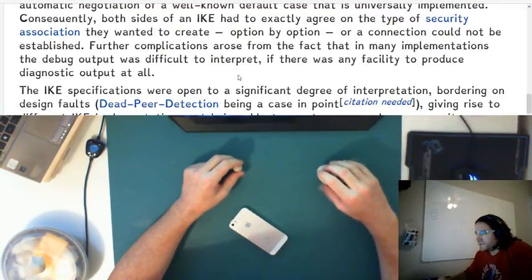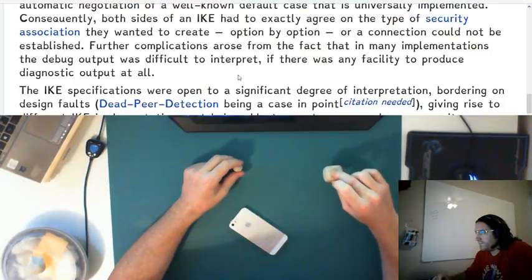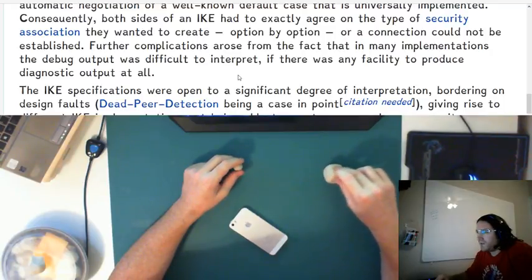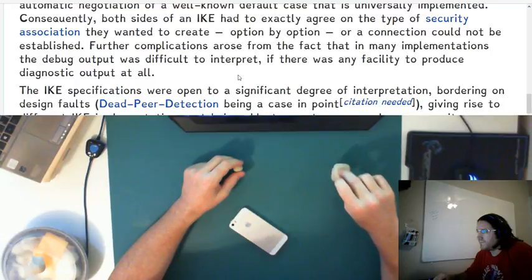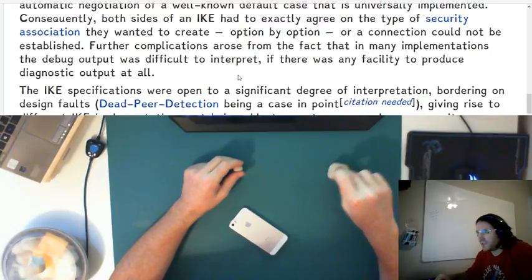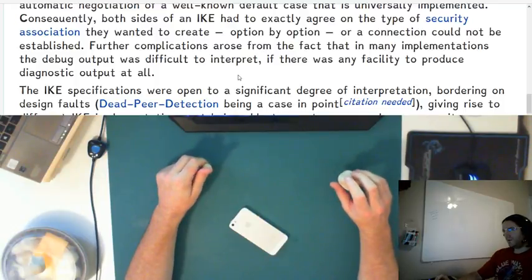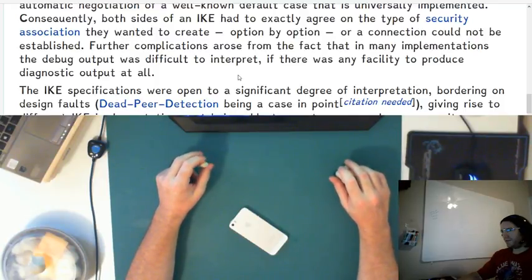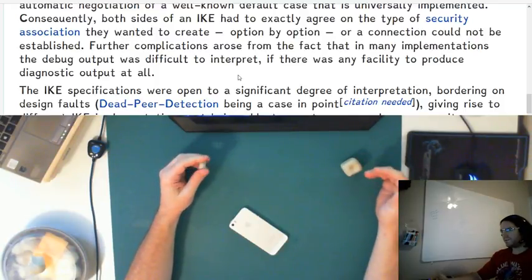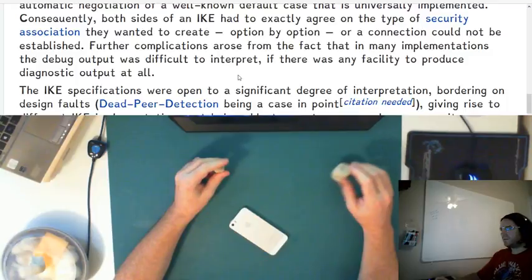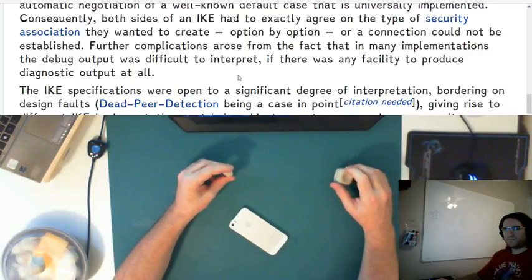Further complications arose from the fact that in many implementations, the debug output was difficult to interpret, if there was any facility to produce diagnostic output at all. So the debug output, you could not translate it. That makes sense.